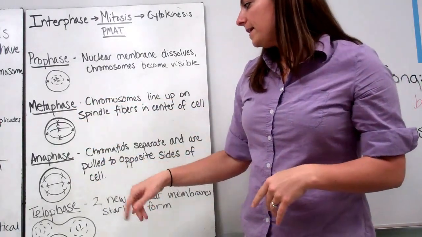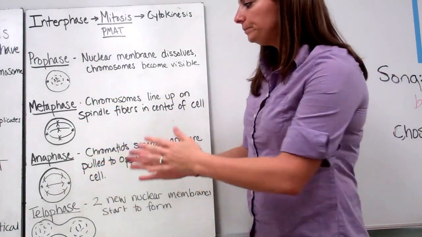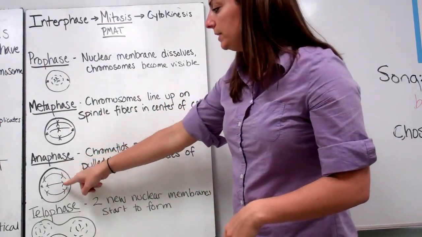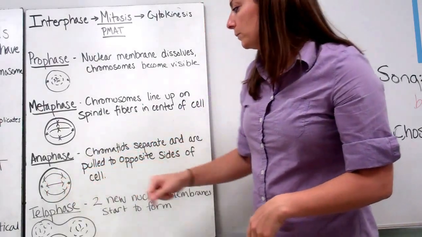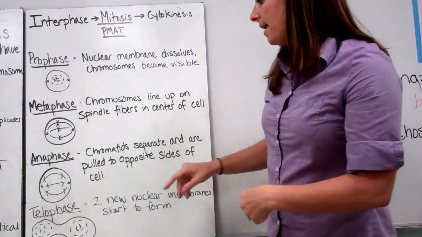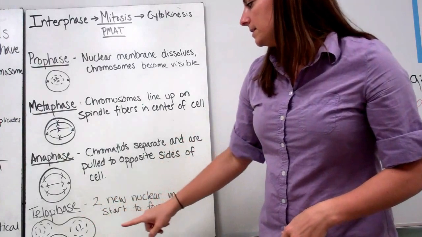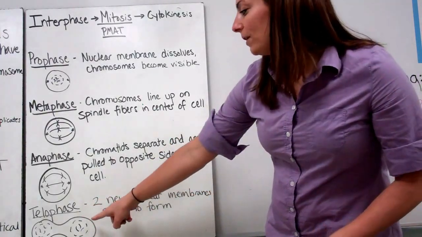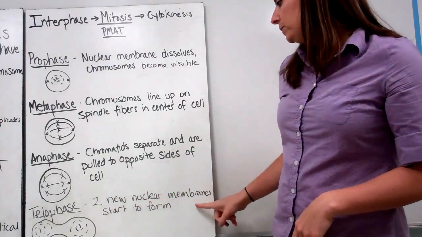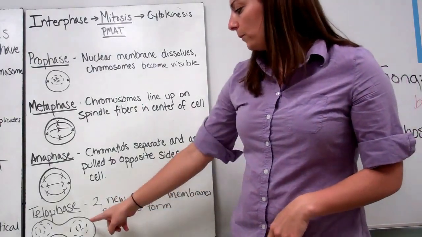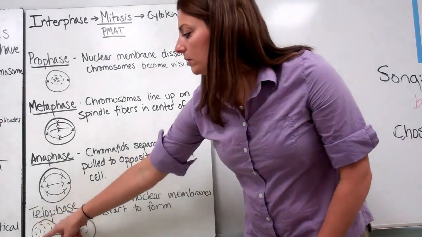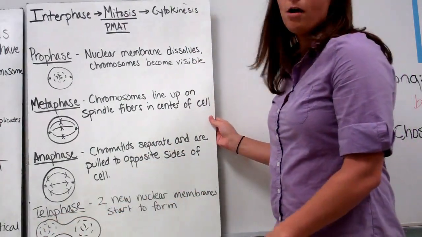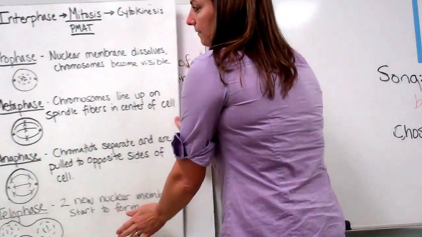Next up is anaphase, where the chromatids actually separate and start to get pulled to the opposite sides of the cell. You see each chromatid going to one side or the other, so we have half and half. Then in telophase, or telophase, however you would like to say it, we start forming the two new cells. Two new nuclear membranes start to form around the chromosomes that went to each side. So we're almost at two new cells after telophase.